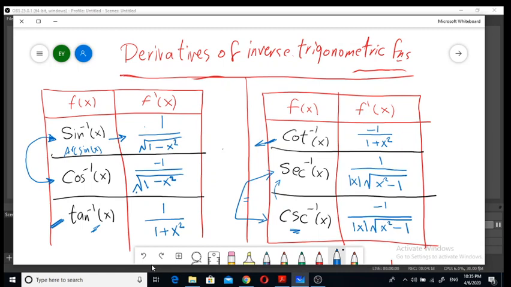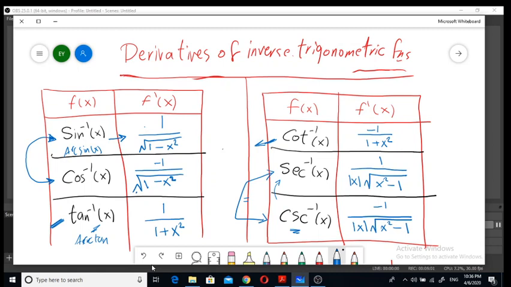So the first derivative of sine inverse of x, or arc sine of x, will be 1 over square root of 1 minus x squared. And the first derivative of cosine inverse of x will be negative 1 over square root of 1 minus x squared. And the first derivative of tan inverse of x, or we can say arc tan, is going to be 1 over 1 plus x squared. And the first derivative of cotan inverse of x will be negative 1 over 1 plus x squared.